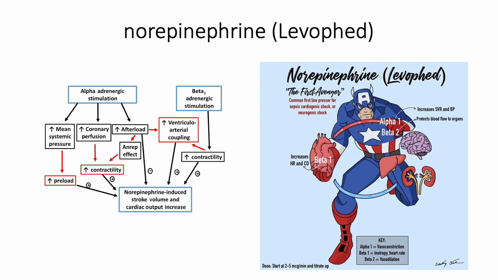So, norepinephrine is going to stimulate our alpha adrenergic receptors, causing vasoconstriction. It has direct stimulating beta adrenergic effects on the heart, but no stimulation to our beta 2 receptors of the lung. So, it's not going to have an impact and cause bronchodilation.